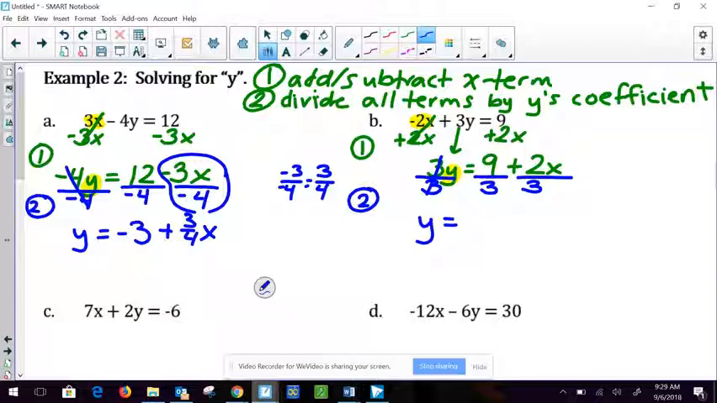What is 9 divided by 3? Good job, it's 3. 2 over 3 I cannot reduce, so I simply leave that as plus 2 over 3. Don't forget your x, so plus 2 over 3x.